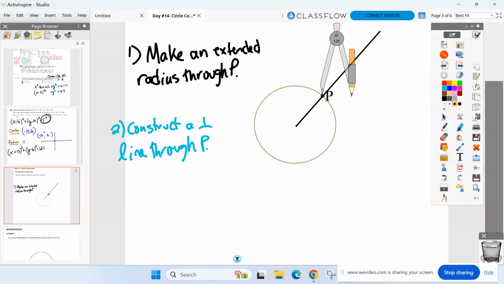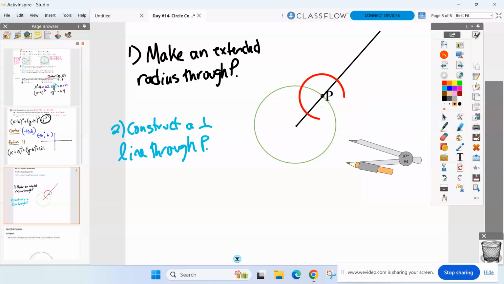And just a reminder of what we've been talking about all year: try to make small arcs. The bigger you make them, the more points of intersection you have, and you get confused. So don't make these huge arcs here. Try to make them as small as possible. Go ahead, keep going.